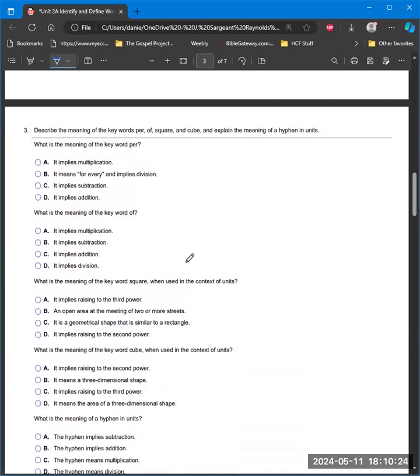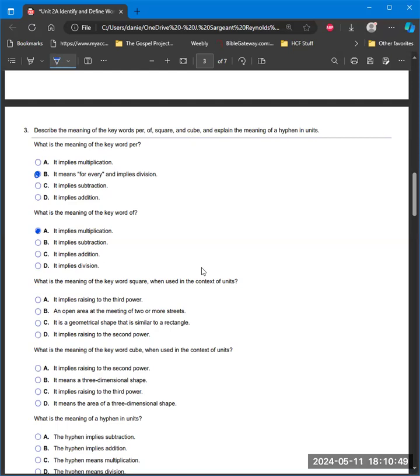Describe the meaning of the keywords per, of, square, and cube, and explain the meaning of the hyphen in units. So what is the meaning of the keyword per? It means for every and implies division. The keyword of implies multiplication.